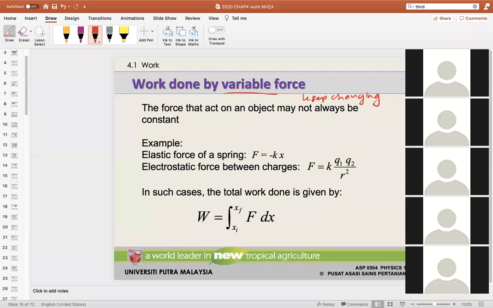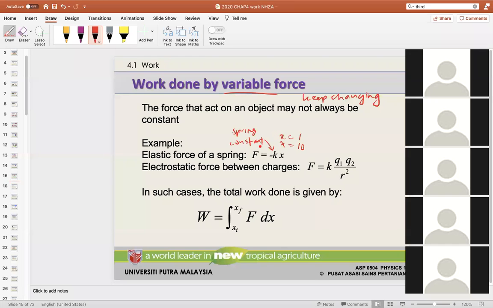Okay, work done by variable force. It keeps on changing. The force acting on an object may not always be constant. For example, the elastic force of a spring is F equals minus Kx, which means that if your x is 1, your force is different. If your x is 10, your force becomes different. This is your spring constant. It doesn't change. We have learned this, right? Or not yet? I don't remember.